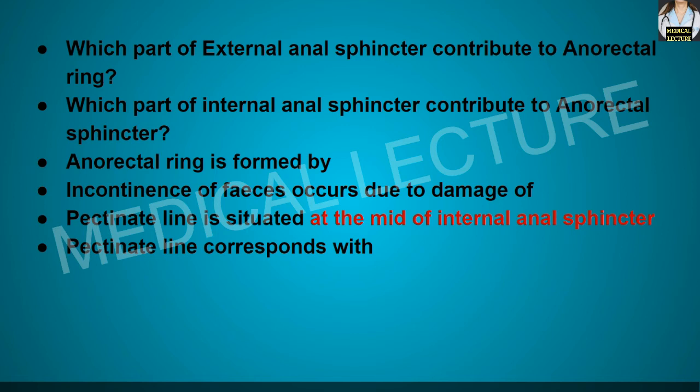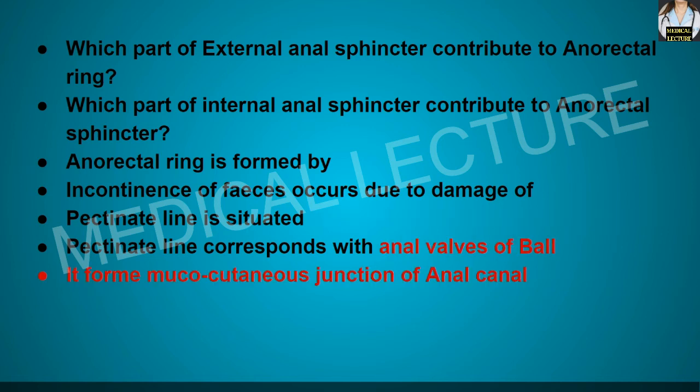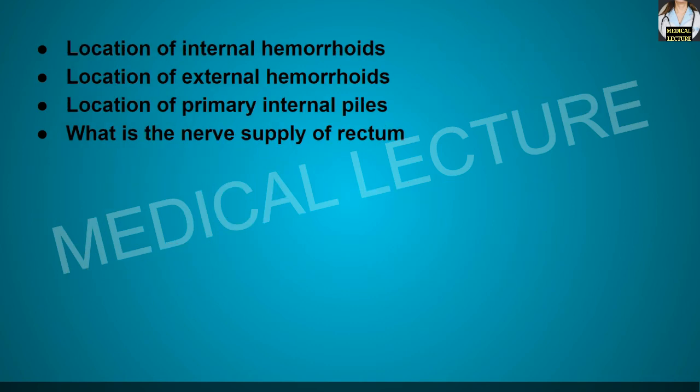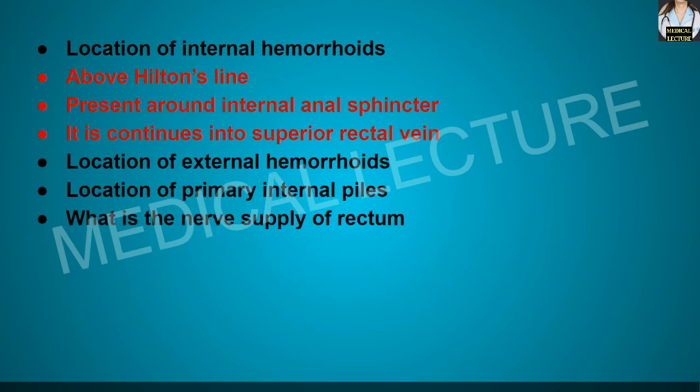The pectinate line is situated at the middle of the internal anal sphincter. The pectinate line corresponds with the anal valves of Ball and it forms the mucocutaneous junction of the anal canal. What is the location of the internal hemorrhoids? So they are located above the Hilton's line. They are present around the internal anal sphincter and are continuous with the superior rectal vein.